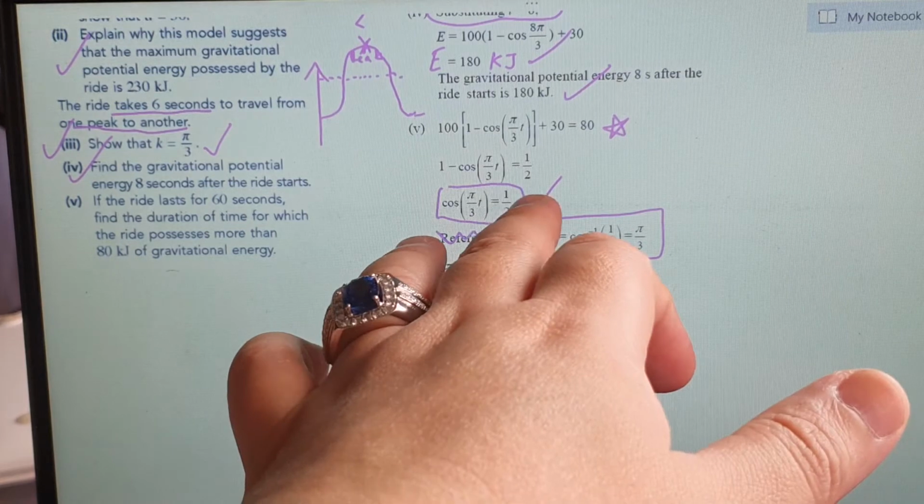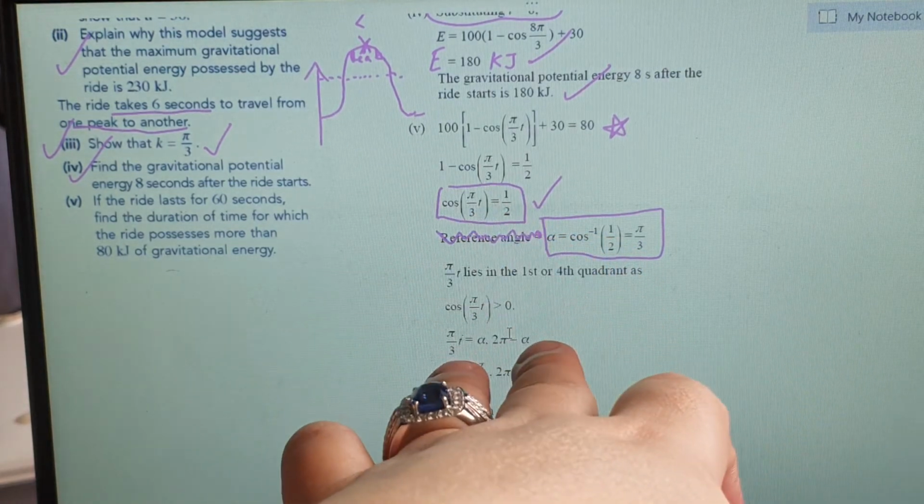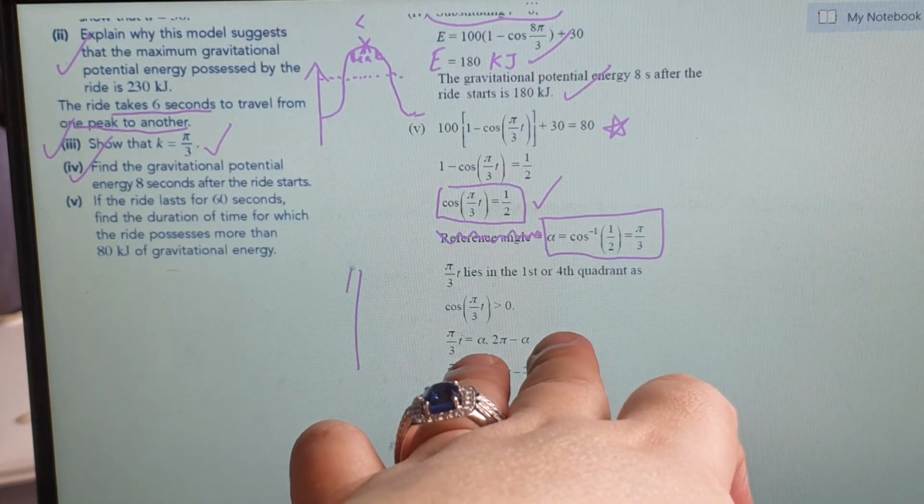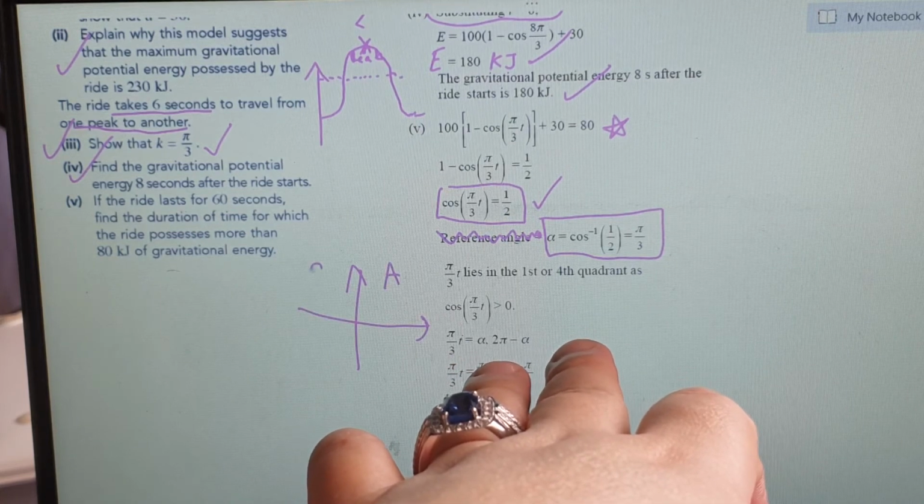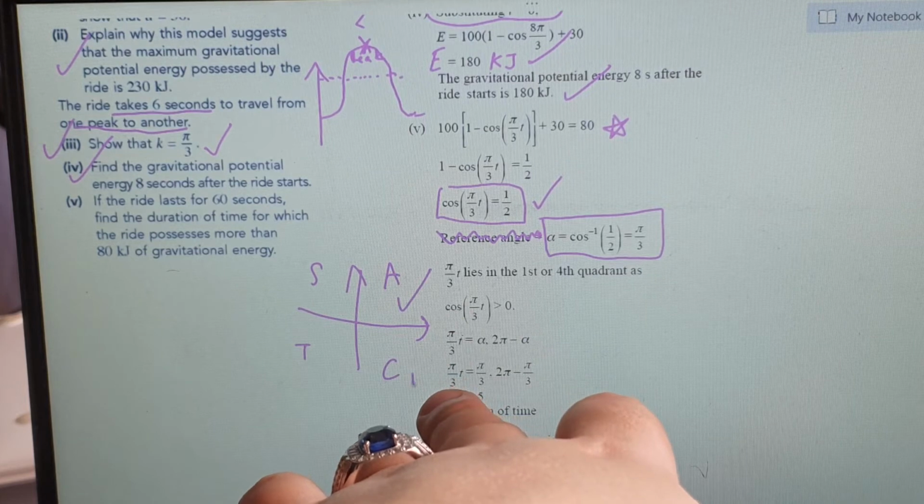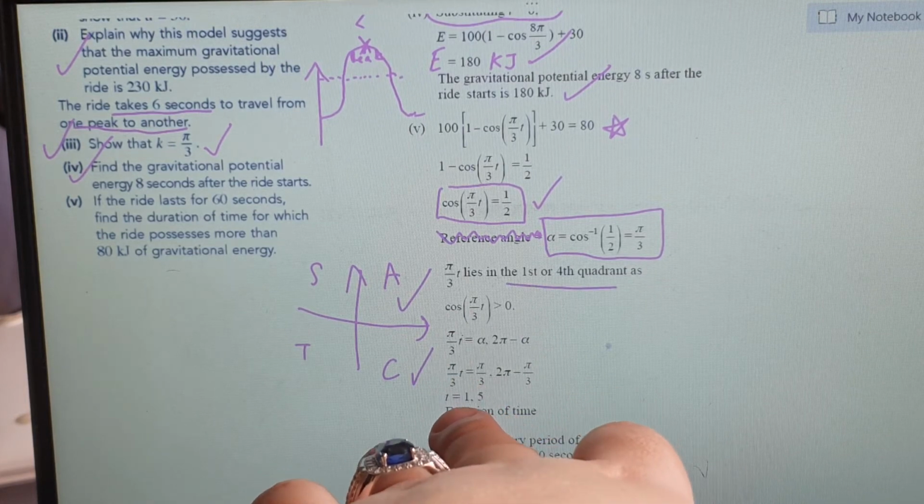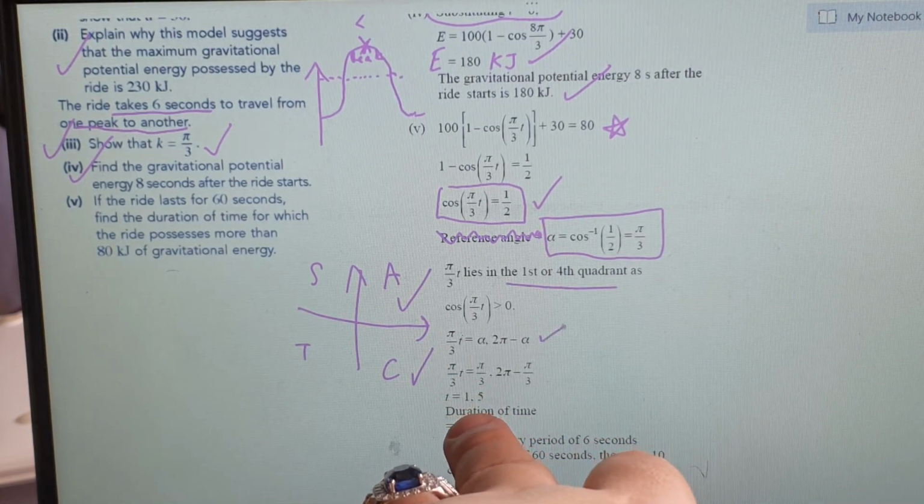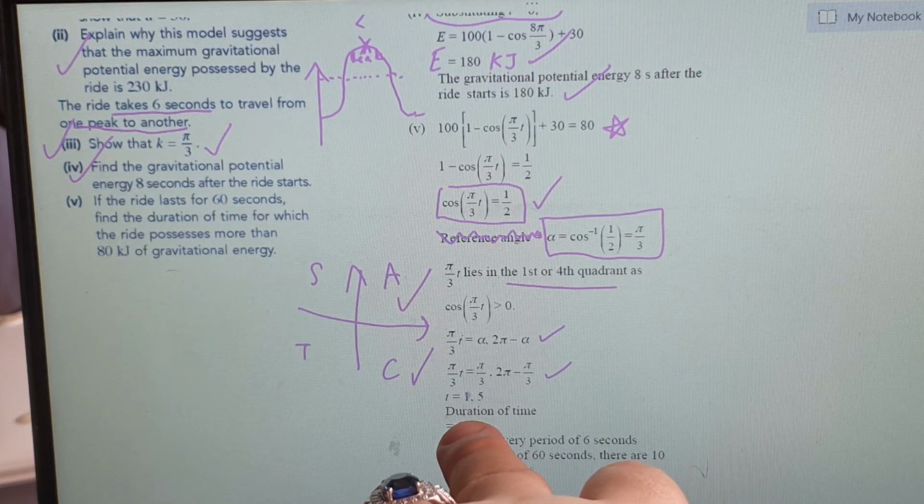Use your ASTC to find out which quadrant. Because cosine is positive, when I draw here, cosine positive, you want here and here. There, that's what they mean here. So you will have these answers, 1 or 5.